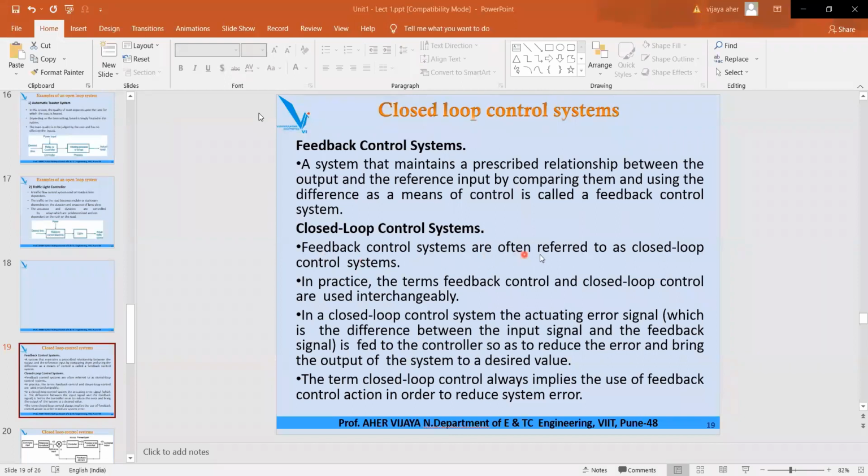So feedback control systems are often referred to as closed loop control systems.